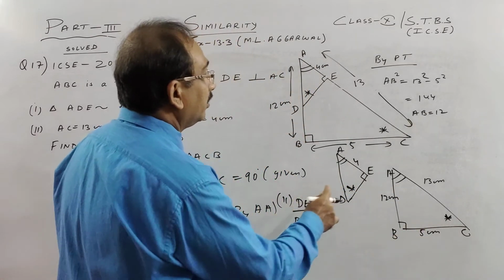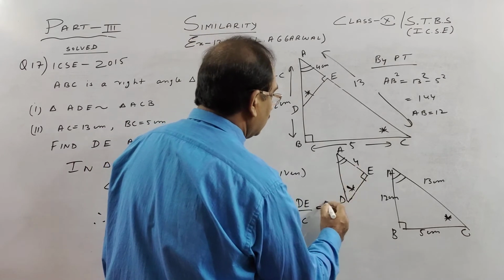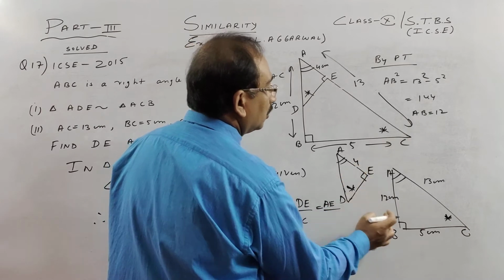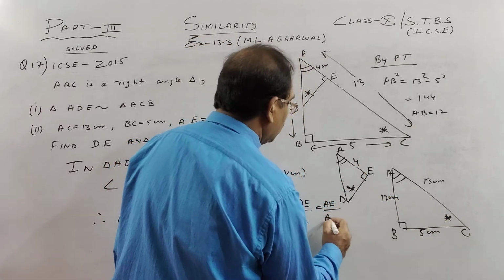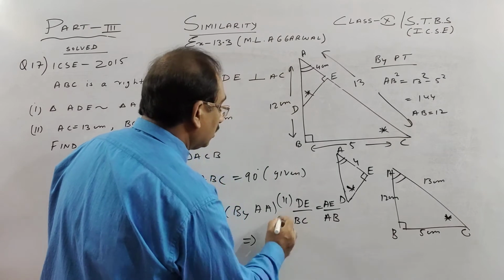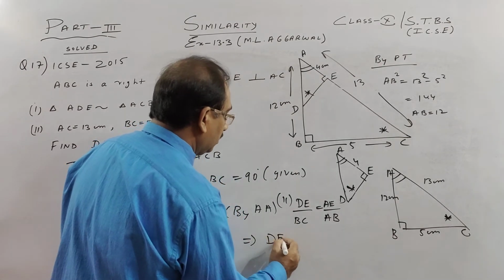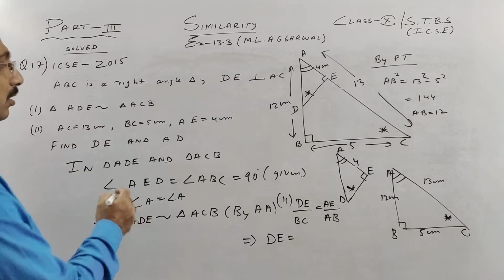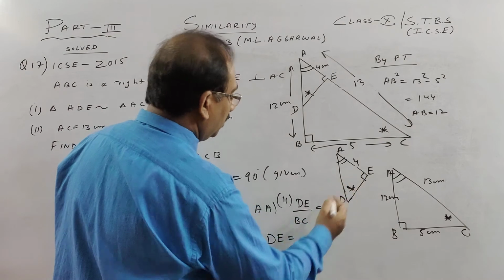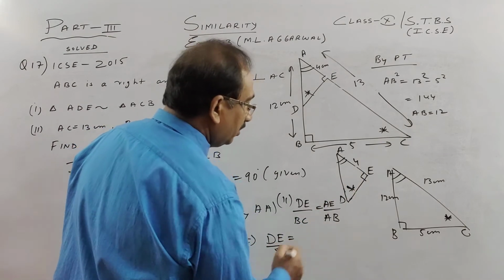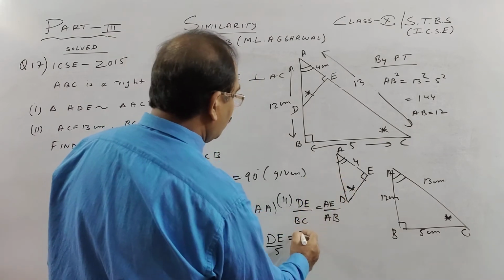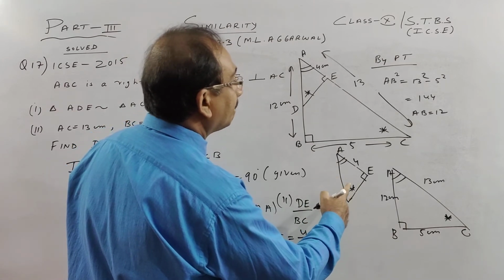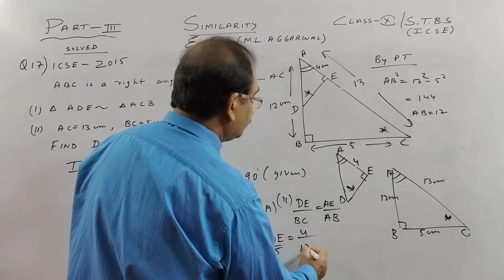Now what two things are given? Opposite to asterisk in the small triangle is AE. So opposite to asterisk in this triangle is AB. Let us substitute and get the answer. So DE we have to find, children. Just substitute. BC is how much? 5. BC is 5. AE is 4. And AB, if you see, is 12.